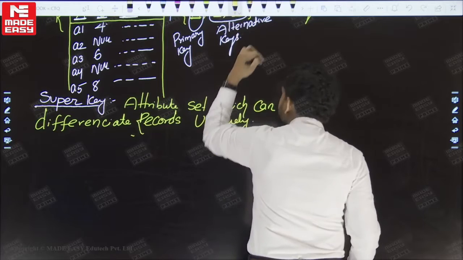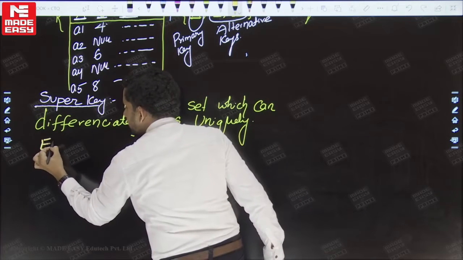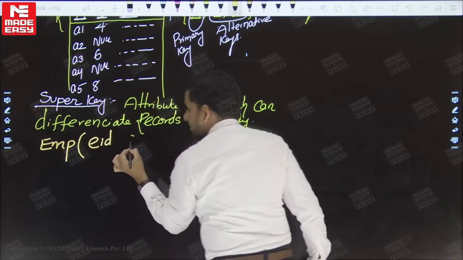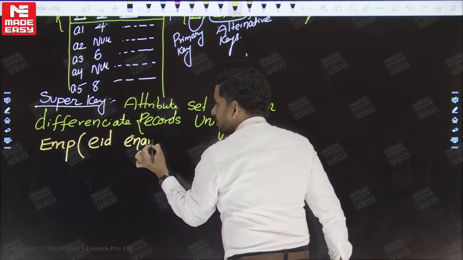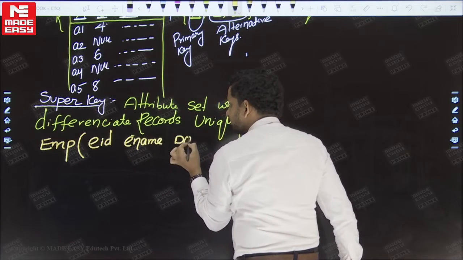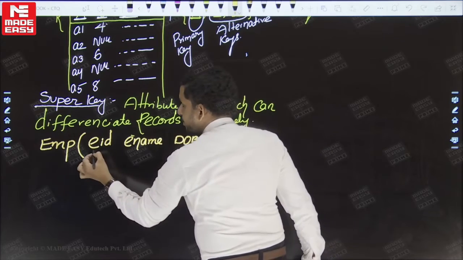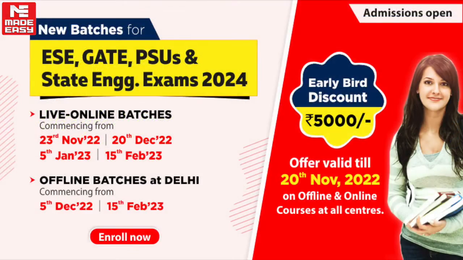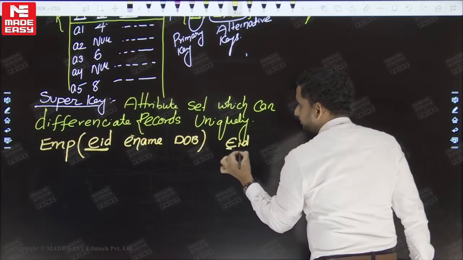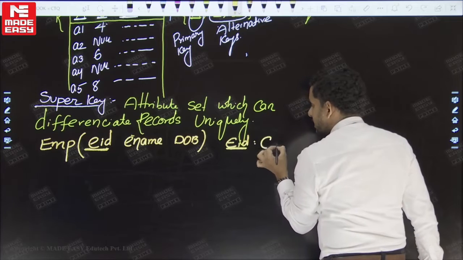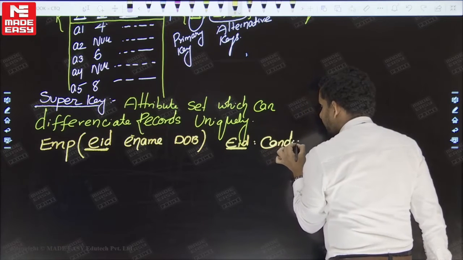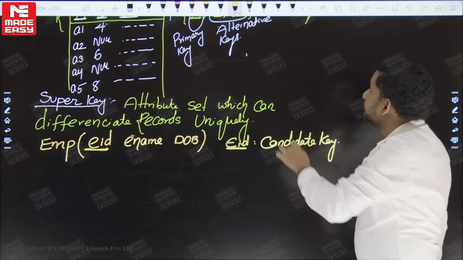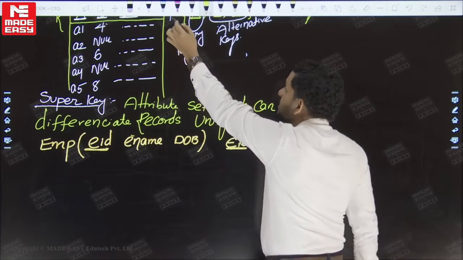So for example, if we take the same example which we used for candidate key, an employee database: employee ID, employee name, date of birth. We know employee ID is a candidate key, no two records with the same employee ID. So employee ID is a candidate key. Okay, so now the super keys of this relation.